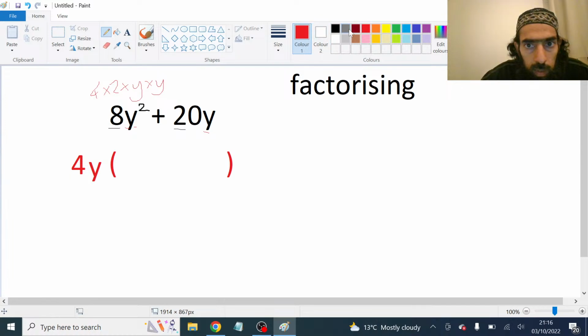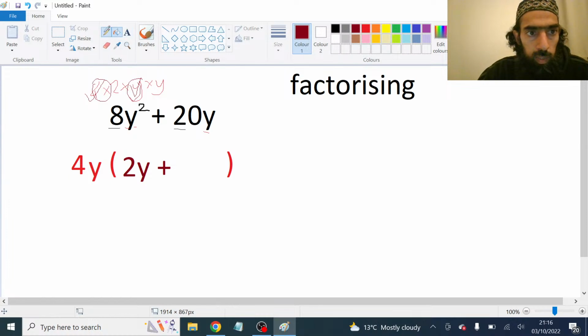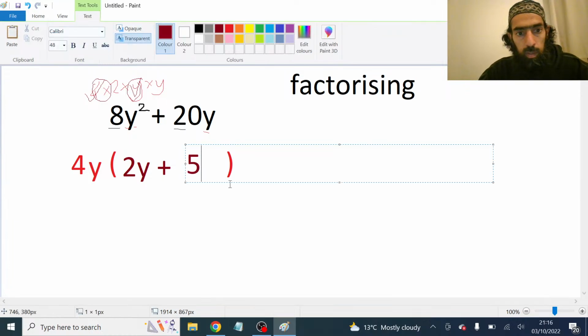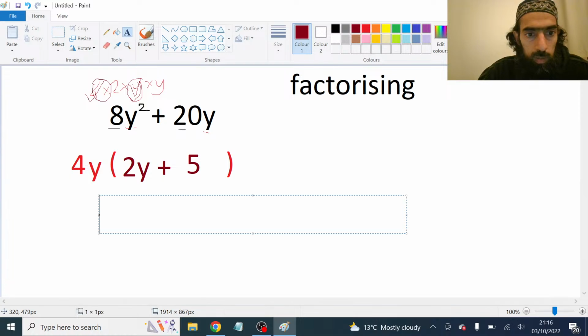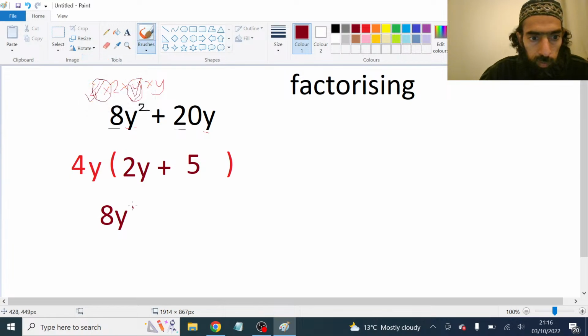So now you take a look at what you've got on the outside of the bracket. You've got 4, which is here, so we can tick that off. We've got y, which is here, so we can tick that off. So what are we left with? 2y. So that must mean the remaining part is 2y. Do a similar thing with the 20y. We're thinking 4y times something to make 20y, and that would just be 5. Okay, expand out to check, everything's good. 4y times 2y is 8y squared. And then 4y times the 5 would be 20y.